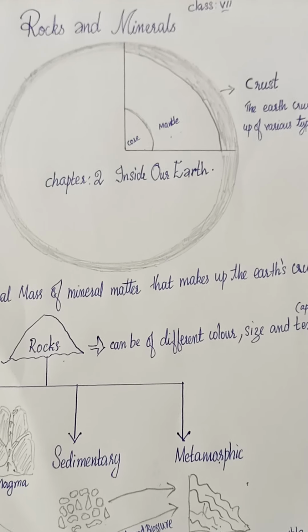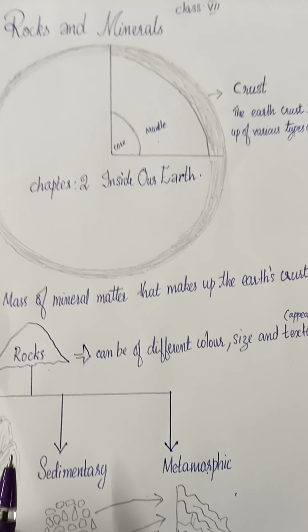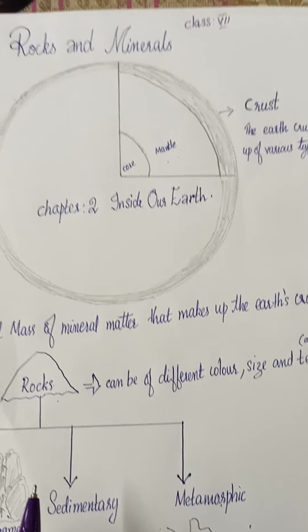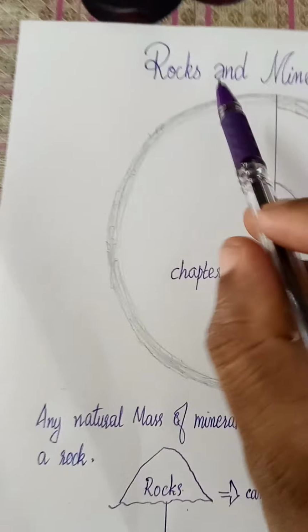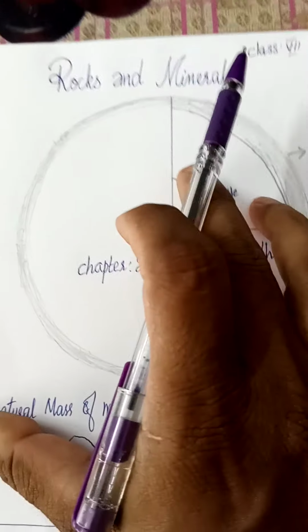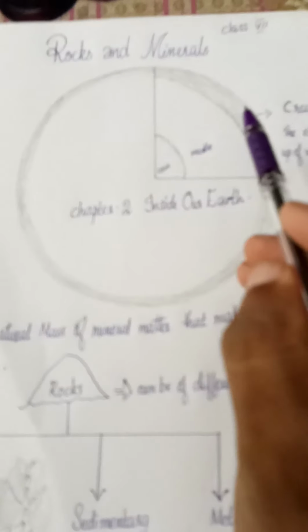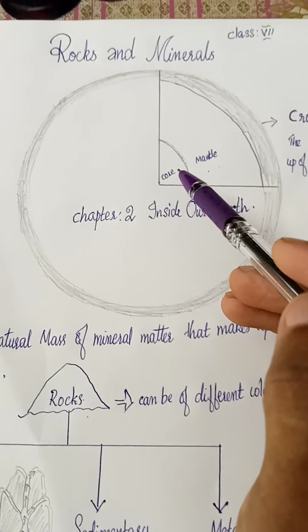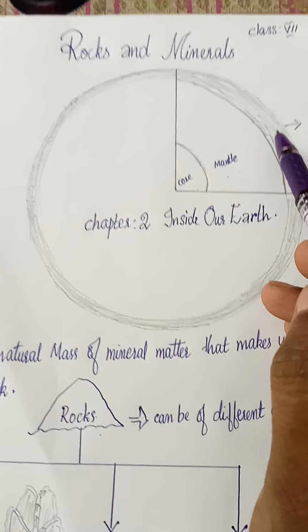Children, today we are studying Chapter 2, Geography: Inside Our Earth. Class 7. Topic: rocks and minerals. First of all, try to understand that there are three layers inside our earth. You can see the three layers.